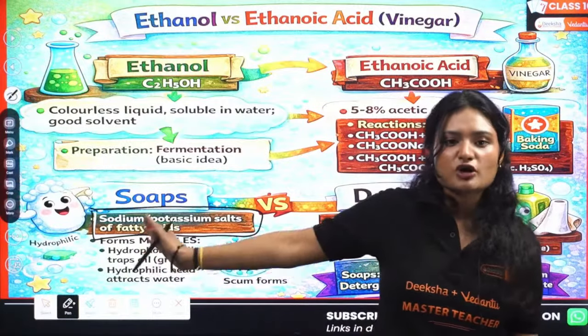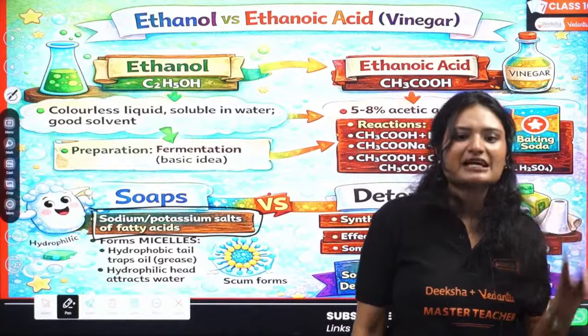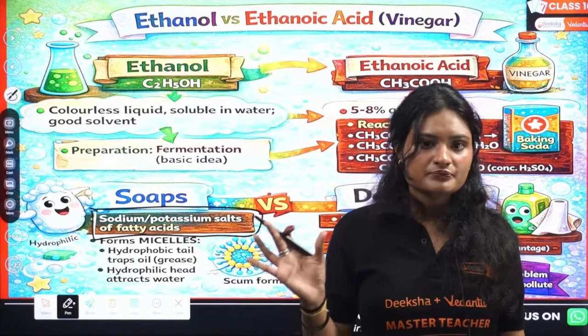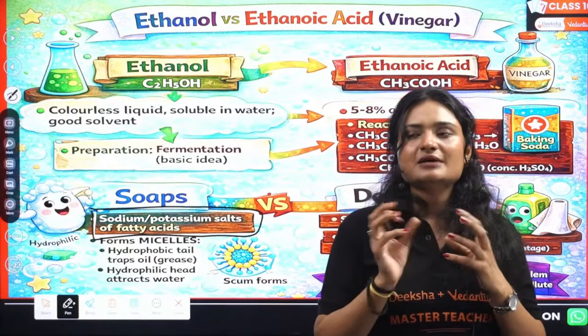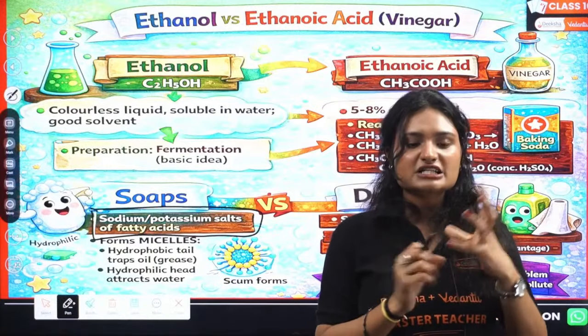Soap works in soft water only. Detergents will work in soft as well as hard water. Hard water has magnesium and calcium ions, and due to the presence of these ions, soap will form scum. Scum is not exactly an impurity; it's a compound that is formed when hard water reacts with soap.